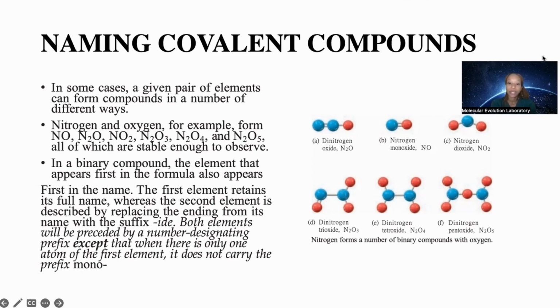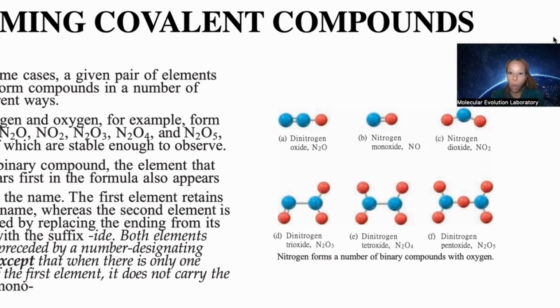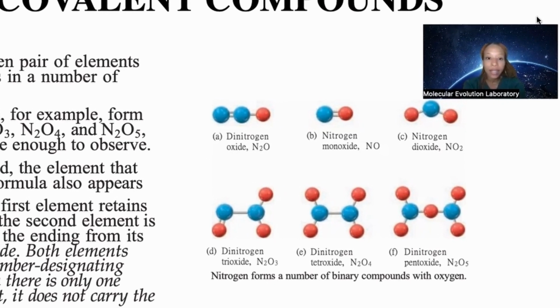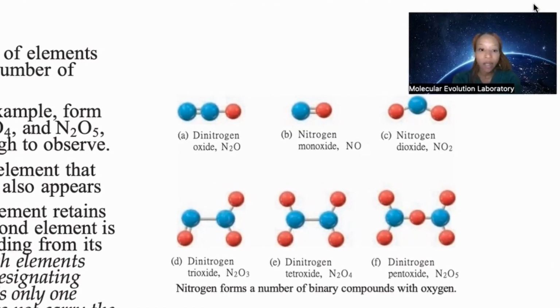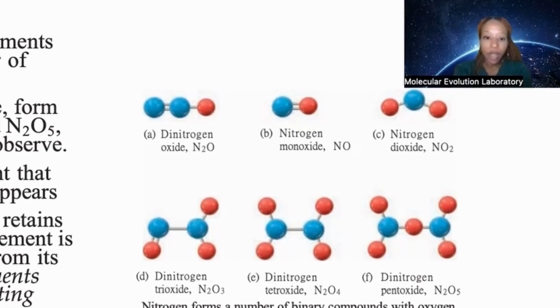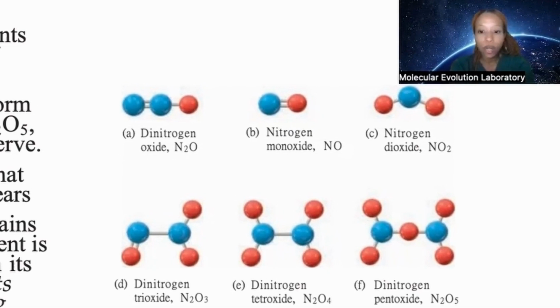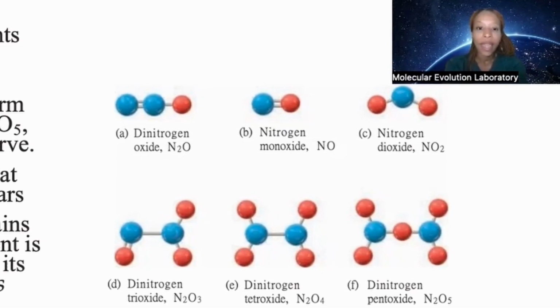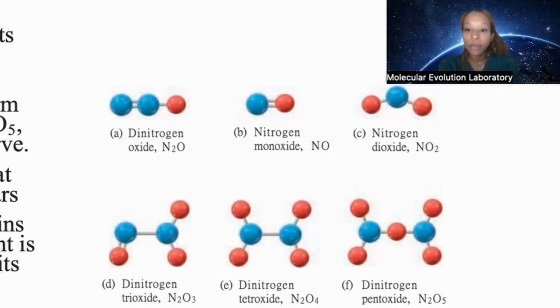Nitrogen and oxygen, for example, form nitrogen oxides. They can come in different forms such as NO, N2O, NO2, N2O3, N2O4, N2O5. NO is nitrogen monoxide, N2O dinitrogen oxide, NO2 nitrogen dioxide, N2O3 dinitrogen trioxide, N2O4 dinitrogen tetroxide, N2O5 dinitrogen pentoxide.